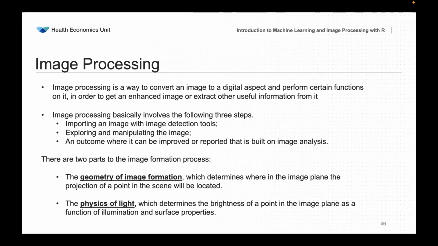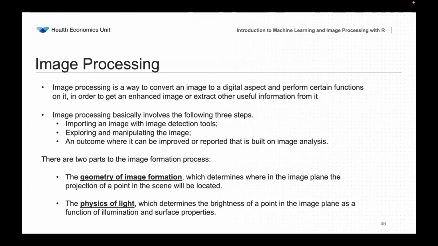So the image is made of pixels. The pixels lie on a certain plane, the geometry into three dimensional space of the plane. So you have to identify what coordinates you are interested in. And then the physics, obviously, which determines the brightness of the point in the image plane as a function of illumination and surface property. So one is the geometry perspective we have to look into, and the second one is the physics, which is called the light.